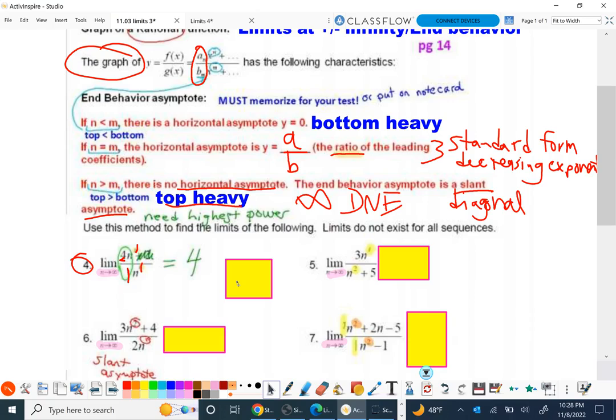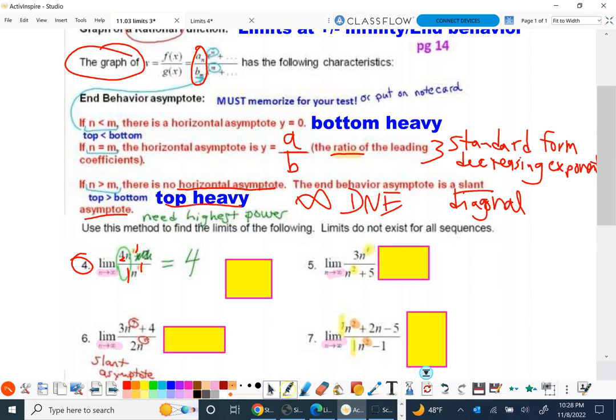N to the first, that means ratio of the leading coefficients. Number 5, on the top, the exponent is 1. The exponent in the denominator is 2. That's going to be bottom heavy. When our exponent in the numerator is less than the exponent in the denominator, that's a bottom heavy function. Bottom heavy functions, the answer to the limit question is always 0.